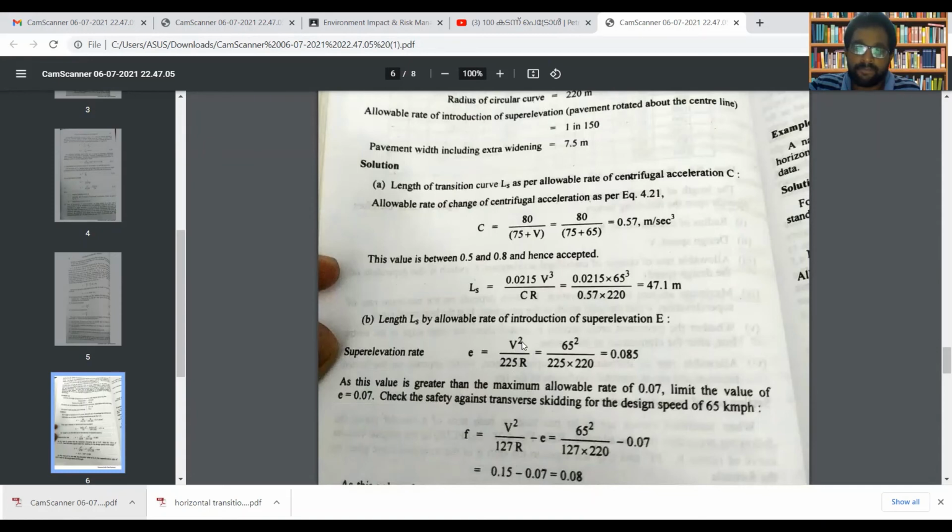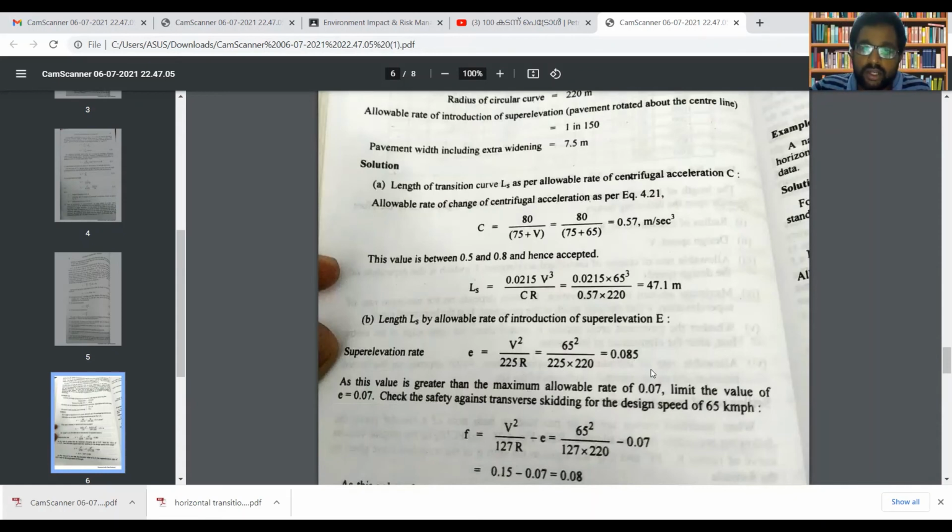Now, by the allowable rate of introduction of super elevation, e is equal to V square divided by 225 R. So V square means 65 square divided by 225 into R. Radius of circular curve is 220. So the super elevation rate is 0.085.